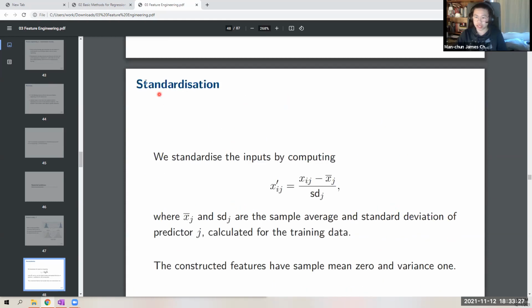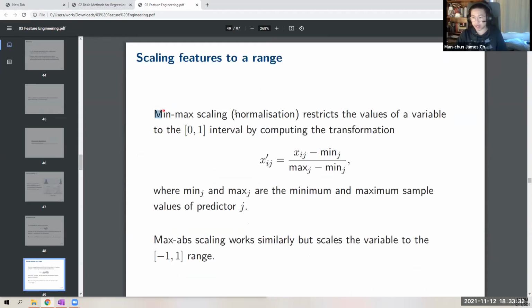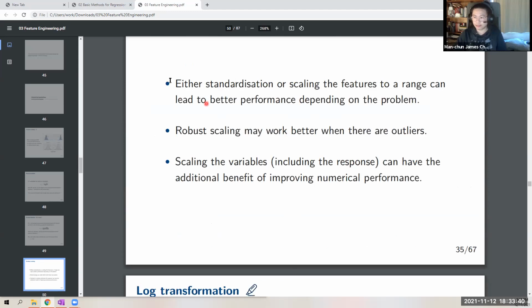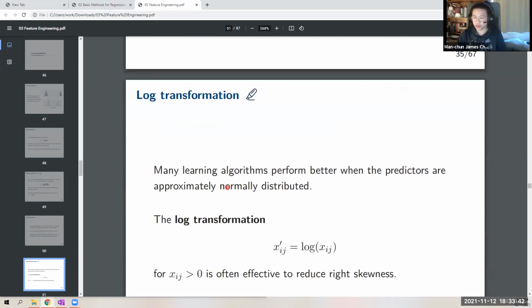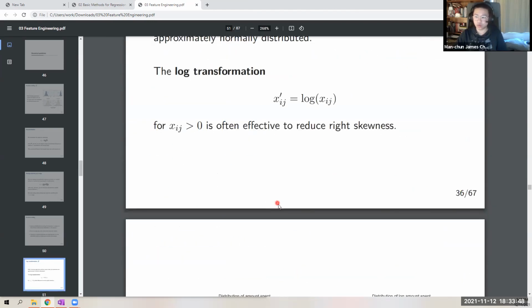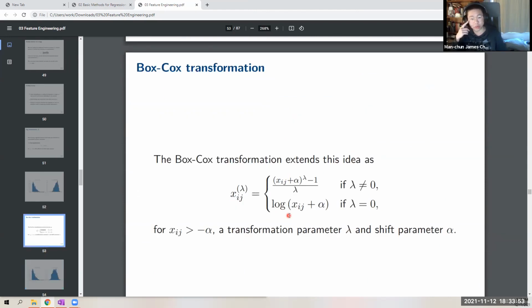Right, make sure you know standardization, where you subtract the mean and divide by the standard deviation, and min-max scaling. Make sure you know the difference. Min-max scaling makes everything between 0 and 1. And again, it's very important to do feature scaling when you're doing regularization. So when you're doing ENet regularization, lasso regularization, stuff like this, you need to make sure you standardize your data set.